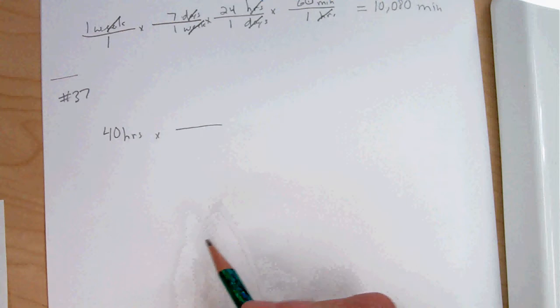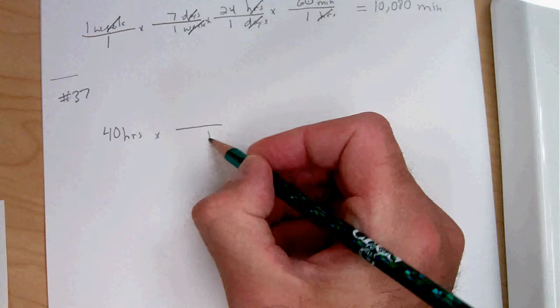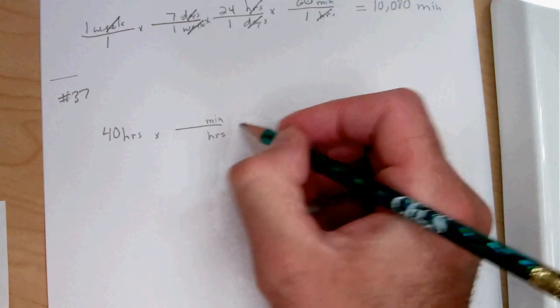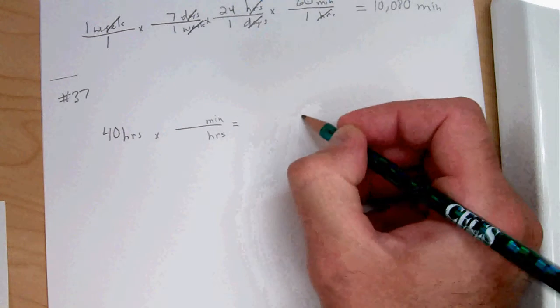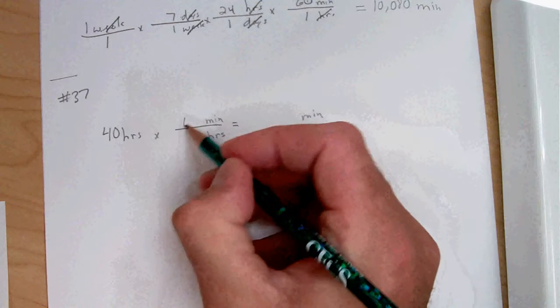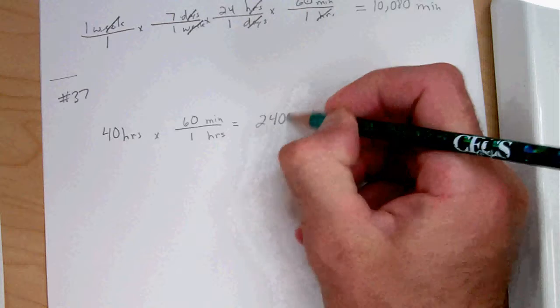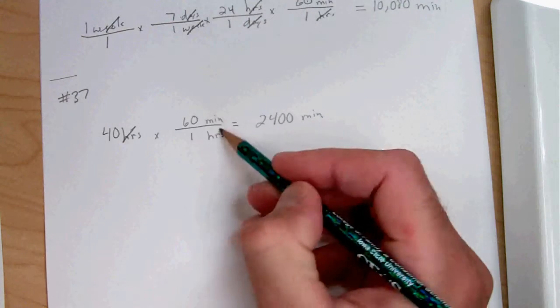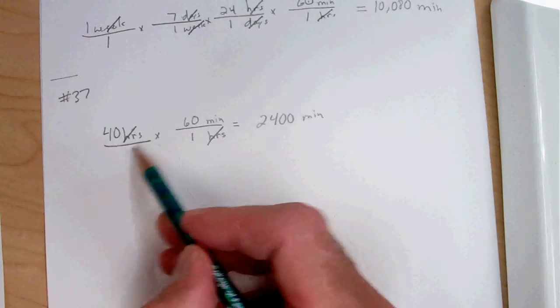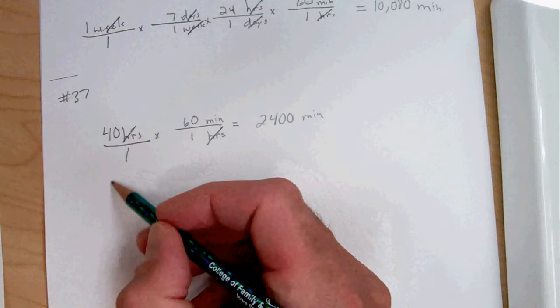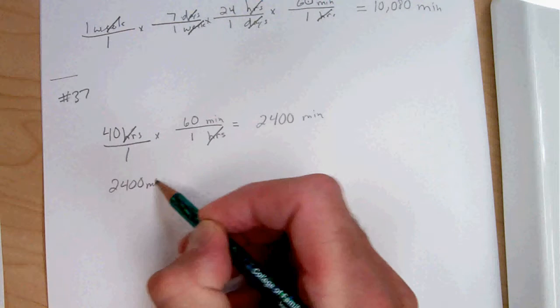We don't know how many hours are in a second, but we do know how many hours and minutes are the same. So that's going to give me minutes. I put 60 minutes per hour. 40 times 60, 2,400 minutes is the same as 40 hours. Okay? So then I take my 2,400 minutes.